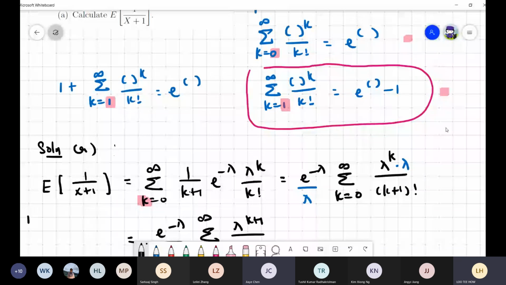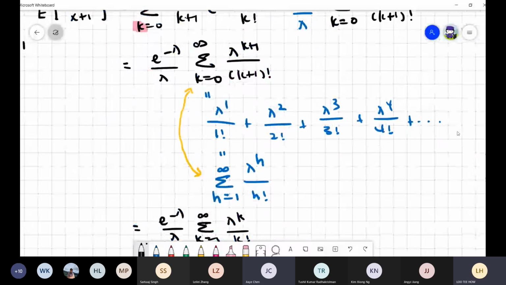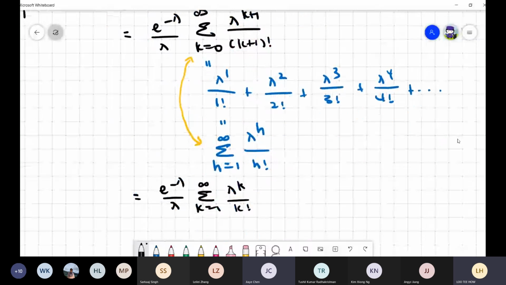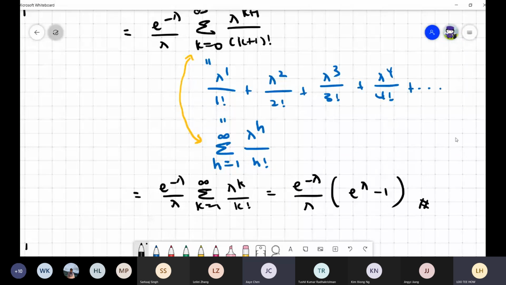So when this is 1, this will be e to the power of this minus 1. So we are just applying this formula. Then this whole thing becomes e to the minus lambda, times e to the lambda minus 1. Okay, I think that's the answer.